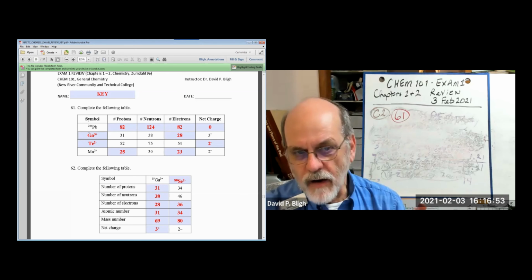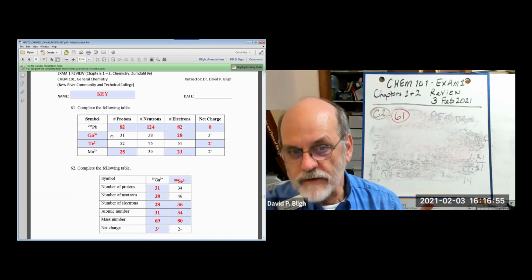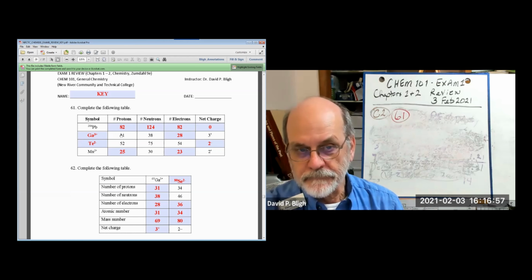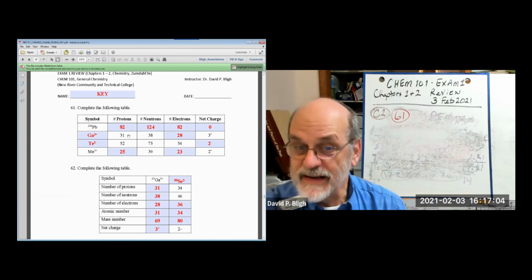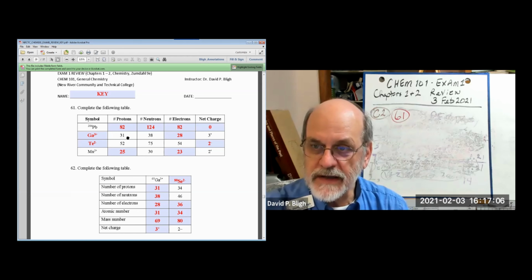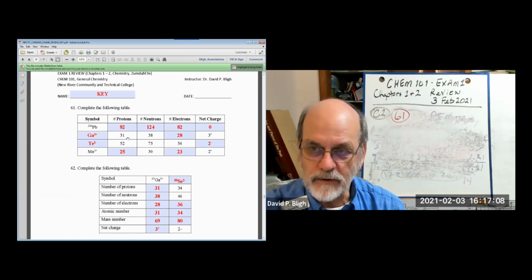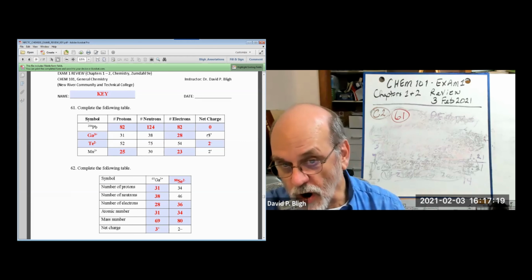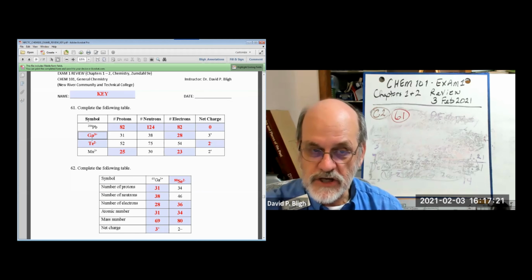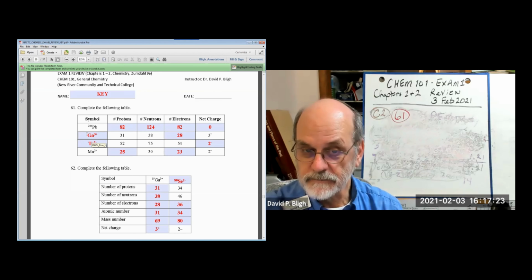How about this one? That one's not given, so we have to work from what's given. Before we can put the charge that's given on it, we got to figure out what it is. 31 protons means what? Go to your periodic table. Look for atomic number 31. That's Ga, which is gallium. So Ga is our symbol, and our charge is 3+. So Ga 3+ goes here.